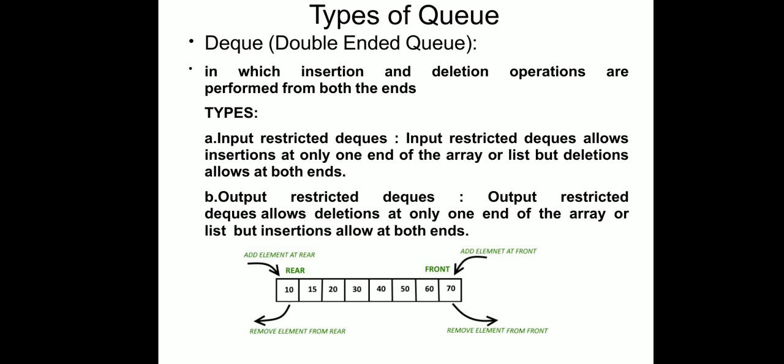Now there is another type of queue also, that is DQ. DQ means double-ended queue, means insertion and deletion are possible from both sides. So in that the first type is input restricted queue. Input restricted DQ means it allows insertion at only one end, but deletion is possible from both the ends. And output restricted queue means what? Deletion is only on one end, but insertion from both sides is possible. So that is the concept of DQ.